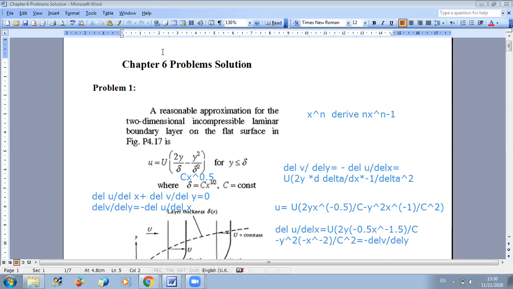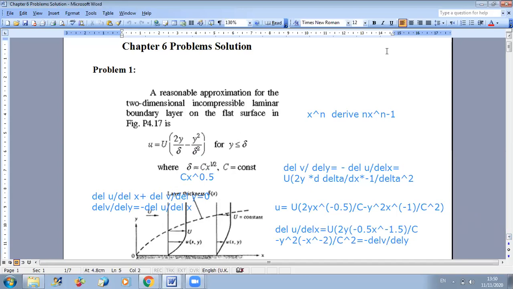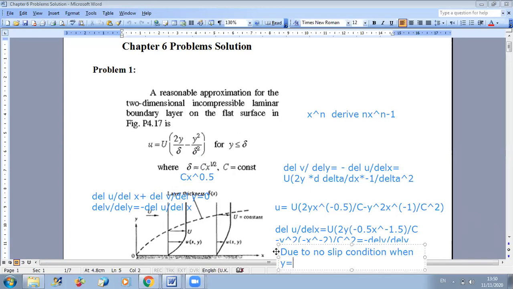Why am I doing it from 0? Because due to the no slip condition, when y equal to 0, I have v equal to 0. So I will integrate for y from 0 to y and for v from 0 to v. If I do the integration like this, I will obtain the following.